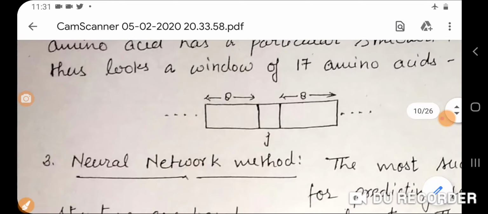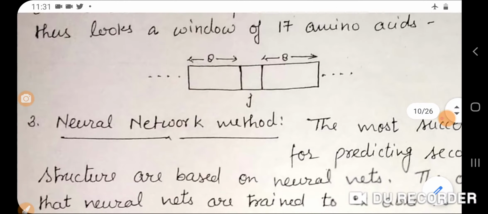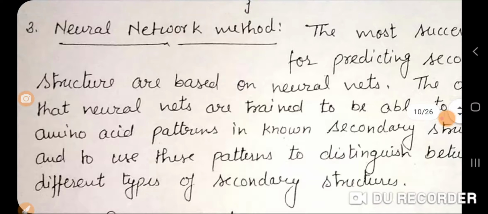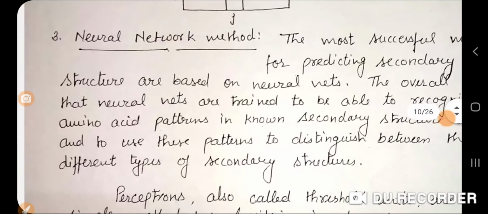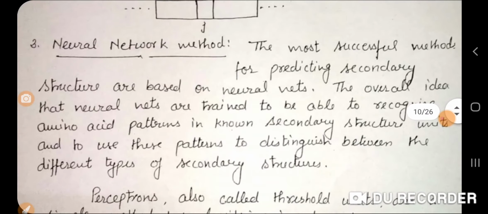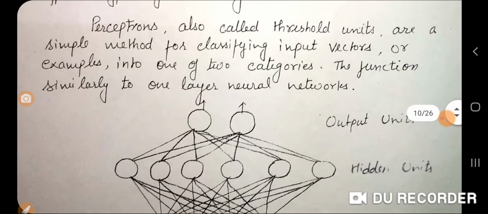After that, there is the neural network method. Neural network is a machine learning based method. Like your brain consists of various numbers of neurons, on the basis of that, a machine is trained to perform in the same order. So I will show you the diagram first here.